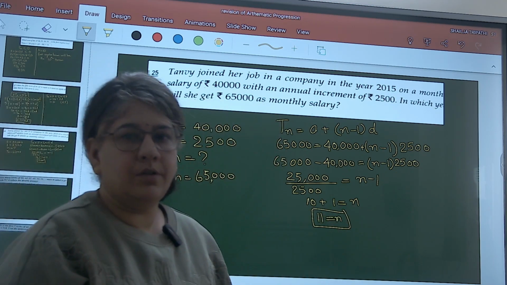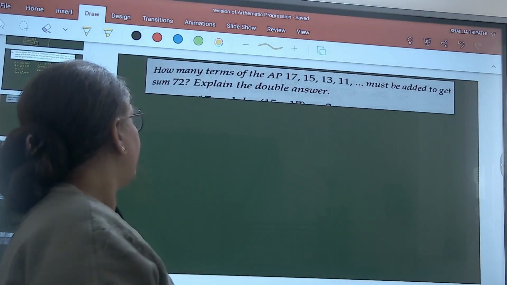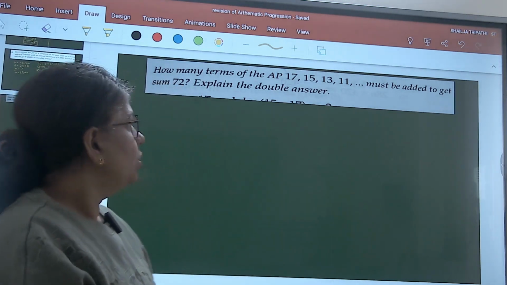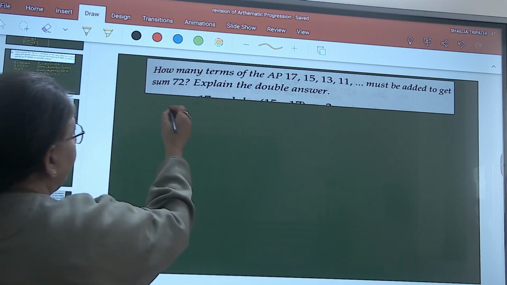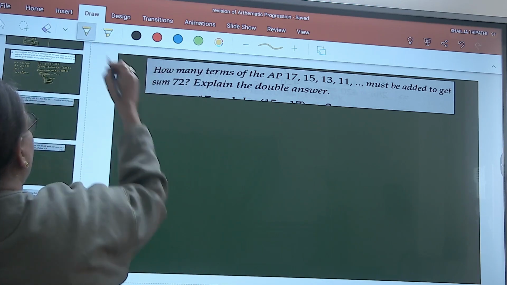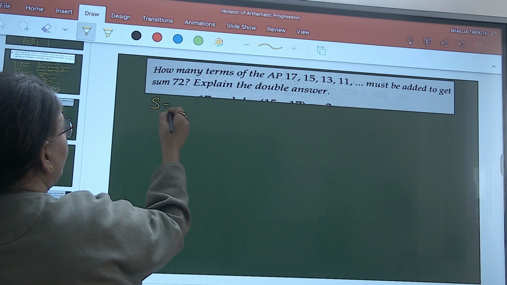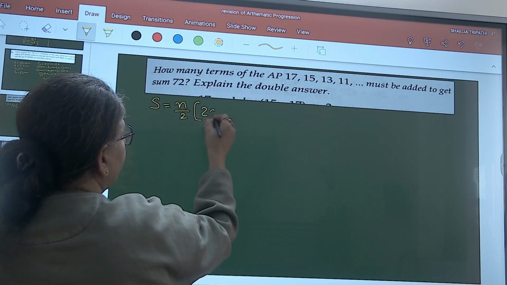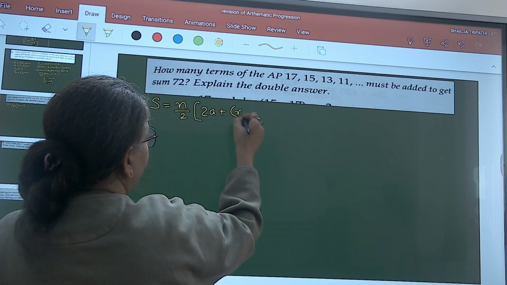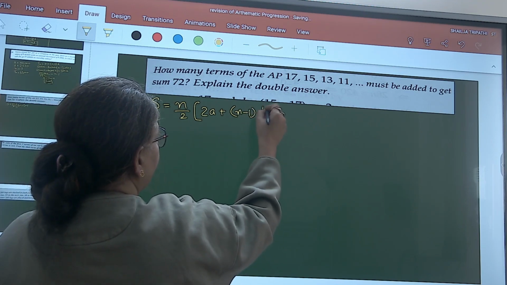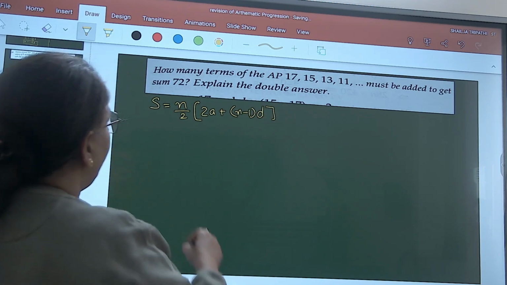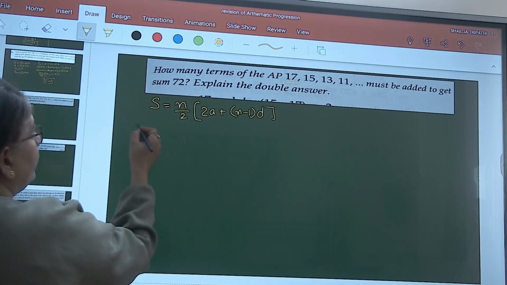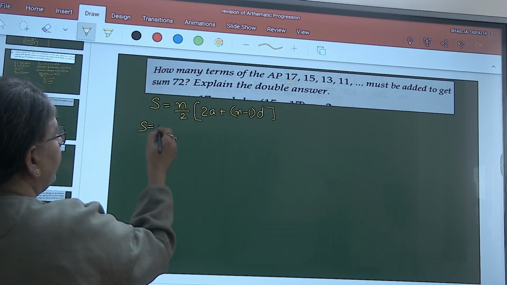This is the answer. So, see, our question is, how many terms of the AP must be added to get the sum 72? So here we'll apply the formula. For sum we use the formula S is equal to n by 2 times {2a plus (n minus 1)d}. So in this question, a is 17, common difference is 15 minus 17. So let's see, S is given, that is 72.